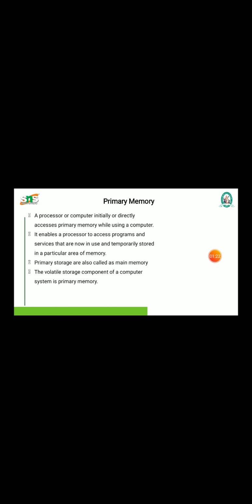The processor of a computer directly accesses the primary memory. It enables a process to access programs and services that are now in use and temporarily stored in a particular area of memory. The primary memory, also called main memory, is the volatile storage component of the computer system.